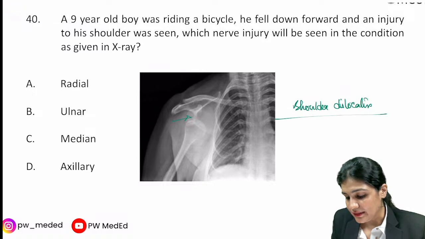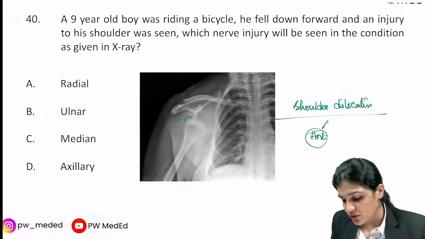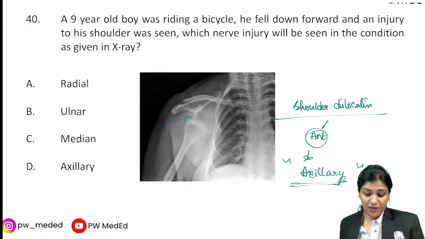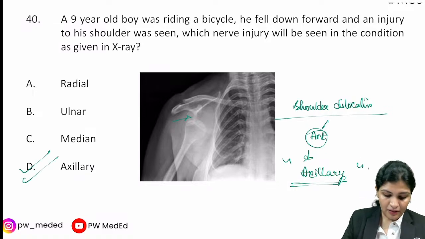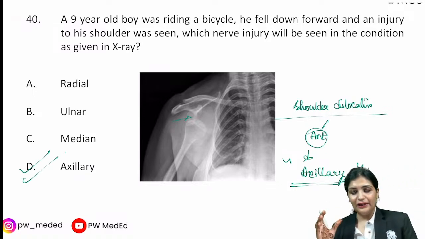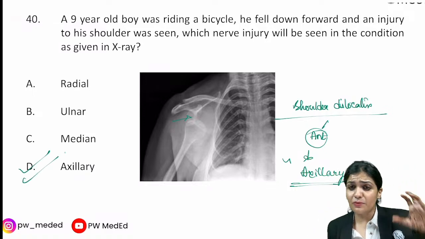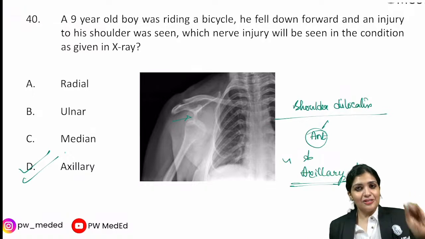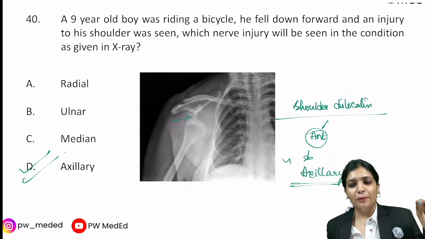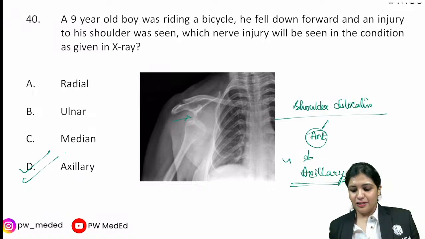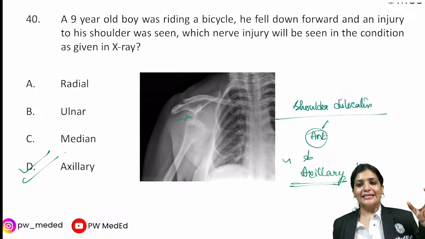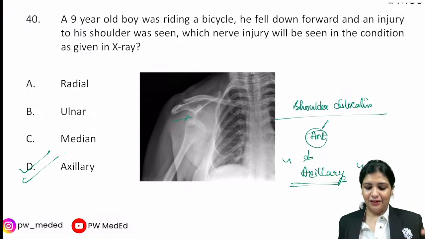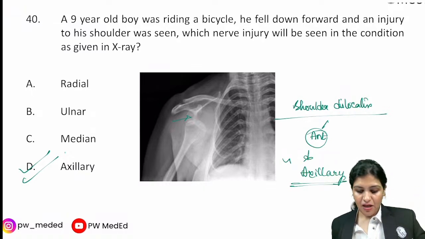So anterior dislocation is most common in the shoulder, and whenever there is an anterior dislocation, there will be damage to a nerve, that is the axillary nerve. Very good. So the axillary nerve is most commonly involved in shoulder dislocations. This we also discussed yesterday. Posterior dislocation of the hip will cause a problem to the sciatic nerve. Anterior dislocation of the shoulder will cause injury to the axillary nerve. So the answer here is the axillary nerve, right? Very good.